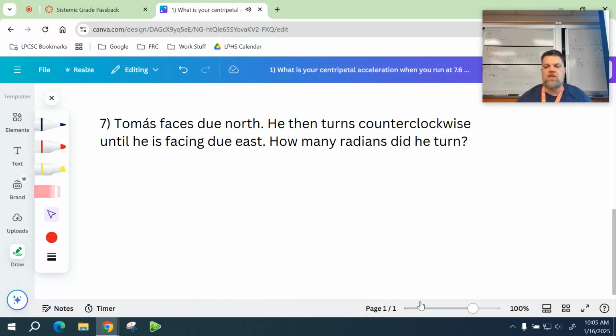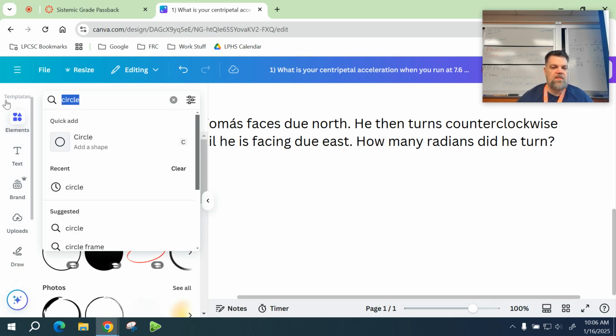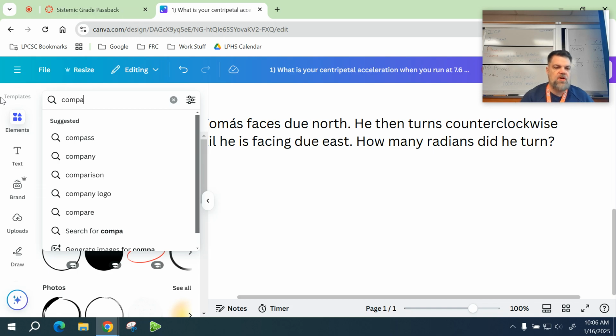All right, so this one says Tomás faces due north, and then he turns clockwise until he's facing due east. How many radians did he turn? All right, so this will be interesting. So you got to draw the picture first. I like to draw the picture first.